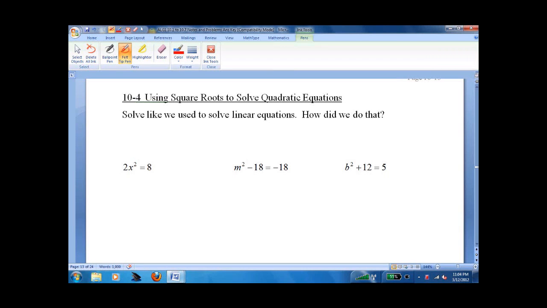Lesson 10.4, using square roots to solve quadratic equations. Looks challenging, it's not too hard. One major point you can't forget, but we'll get to that. Solve like we used to solve linear equations. How do we do that?